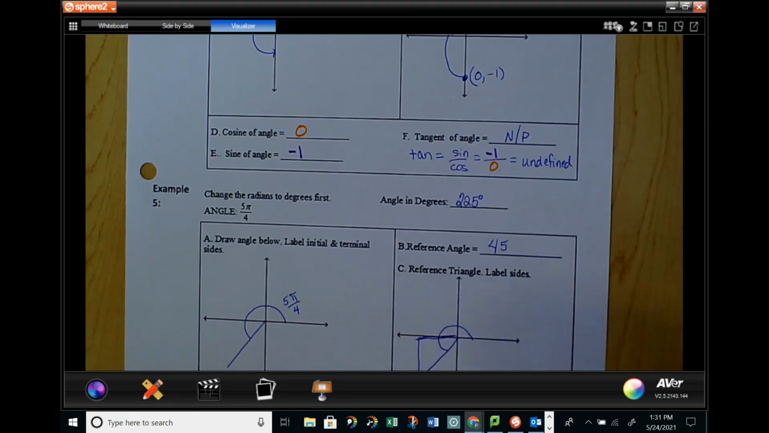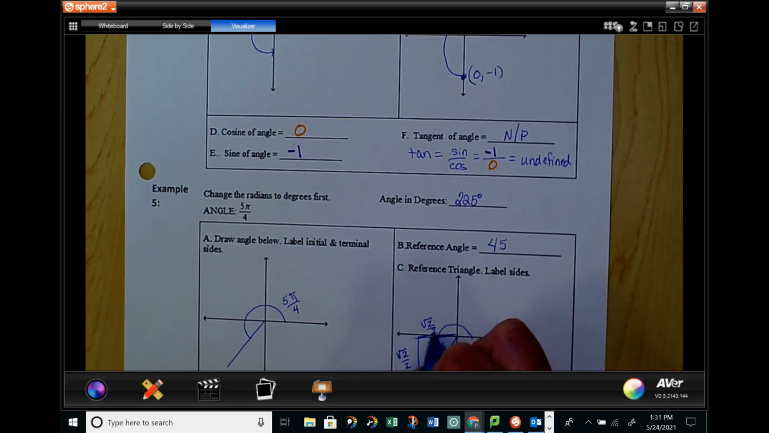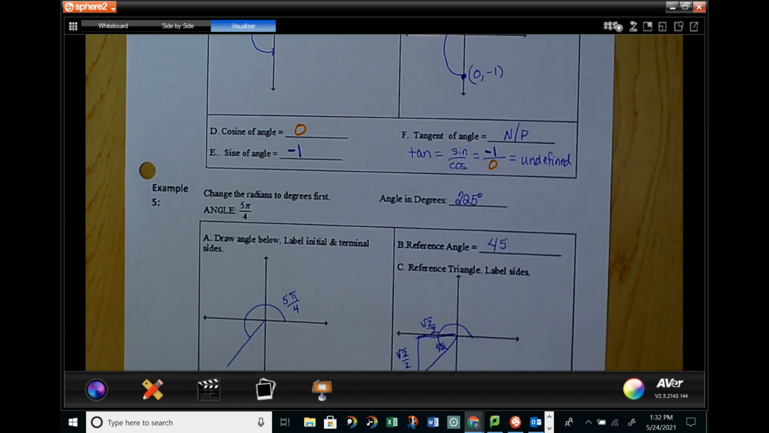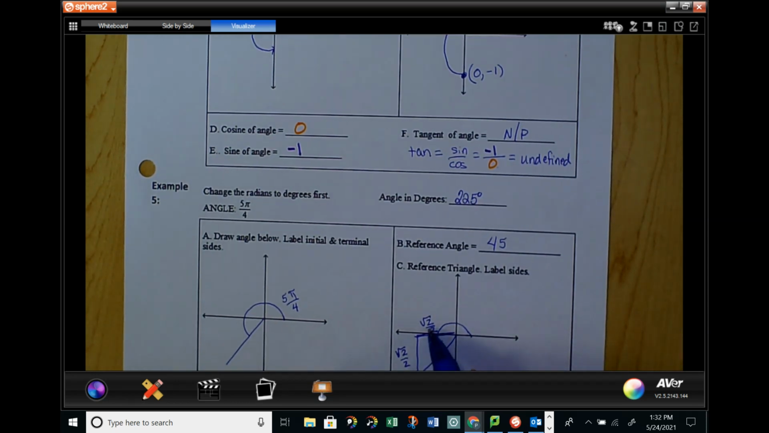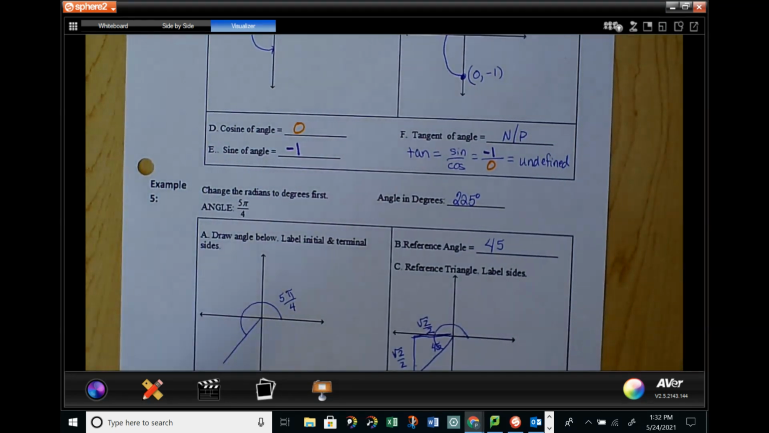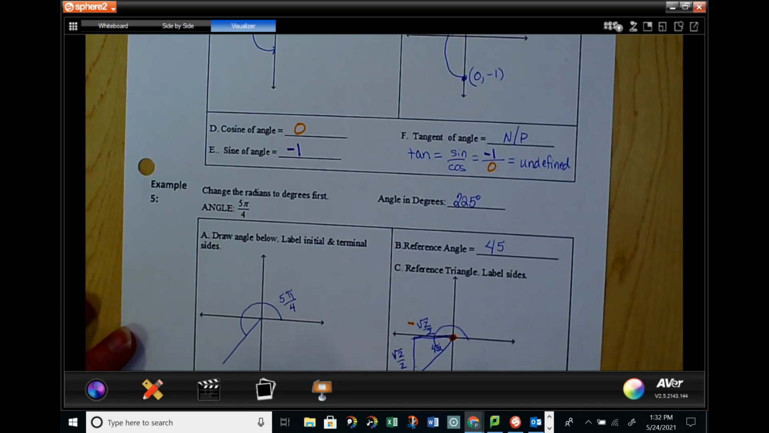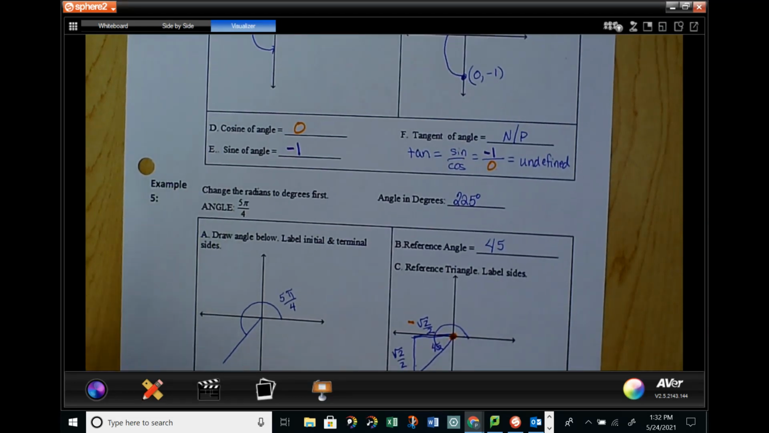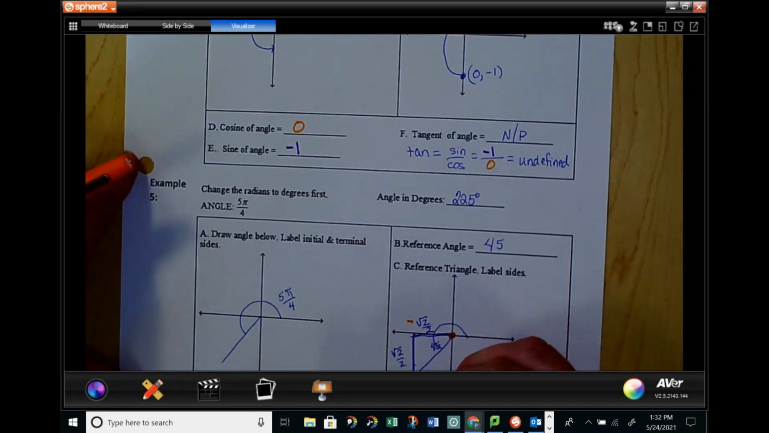Here's my thing. So this is my 45. So I know that's the square root of 2 over 2, square root of 2 over 2, because it's a 45-45 triangle. And I know both of my legs are exactly the same. And the part that's different is because this is your 0, 0, I'm moving to the left. So my cosine is negative square root of 2 over 2. And then I'm moving down. So it's negative square root of 2 over 2.